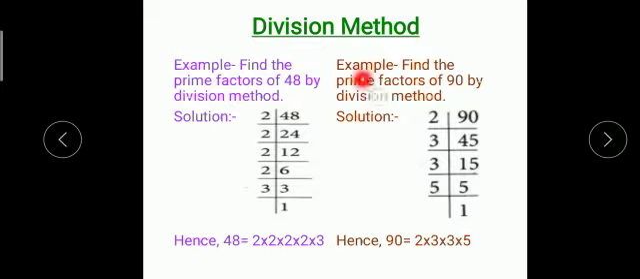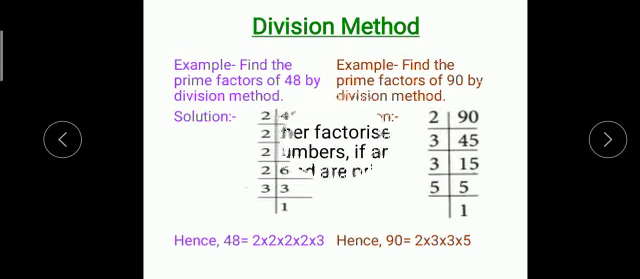Let's take another example. Find the prime factors of 90 by division method. Here 90 is the dividend and 2 is the divisor. So what is the quotient? 45. 45 does not come in the table of 2, so we will take the next prime number, 3. So the quotient is 15. When we divide 15 by 3, the quotient is 5. And 5 we will divide by 5, the quotient is 1. Hence the prime factors of 90 are 2 multiply 3 multiply 3 multiply 5.